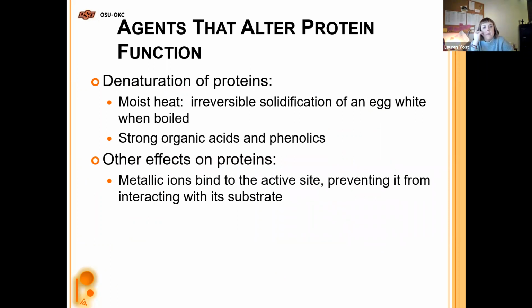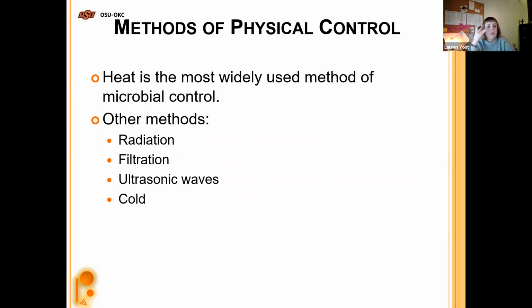Agents that alter protein function, we have denaturation by moist heat. So here we're talking about like when you boil an egg. This is also what happens whenever we're talking about an autoclave. Other effects on proteins, we have metallic ions that can bind to the active site, so it can't interact with what it is supposed to interact with. And I've skipped right over organic acids and phenolics, but there they are.